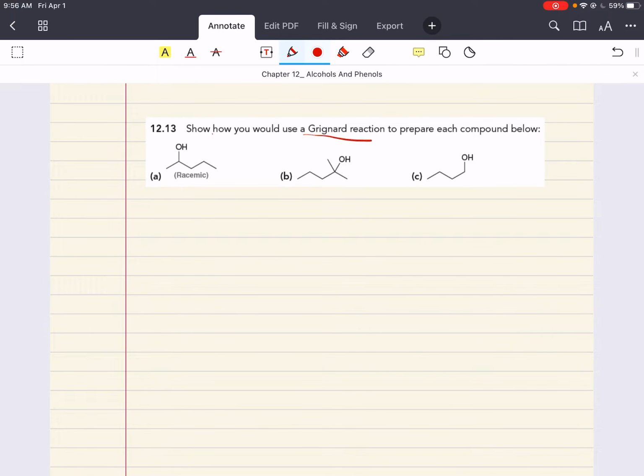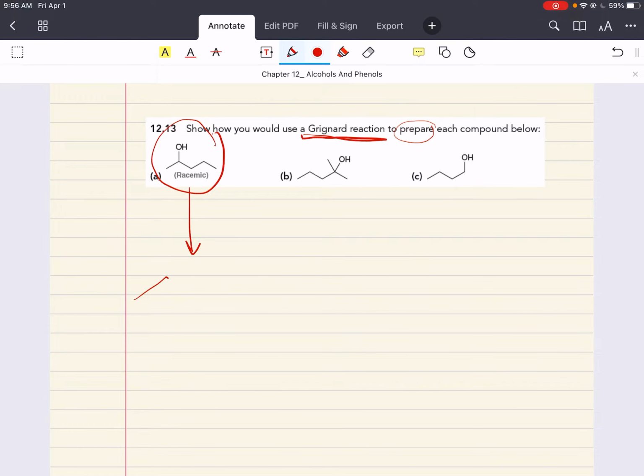Show how you would use a Grignard reaction to prepare each compound below. So our ultimate goal is to prepare this alcohol. All right, how do we do this using a Grignard reagent? Well, what we can do is take this and use it as motivation for our starting ketone or aldehyde.